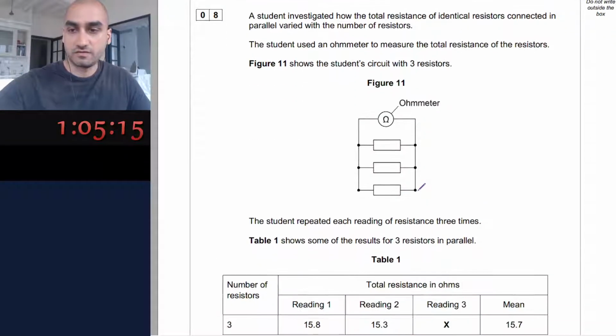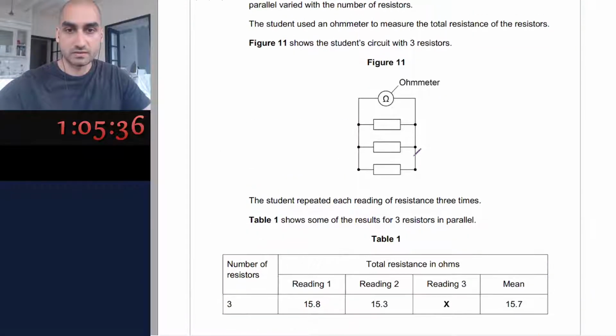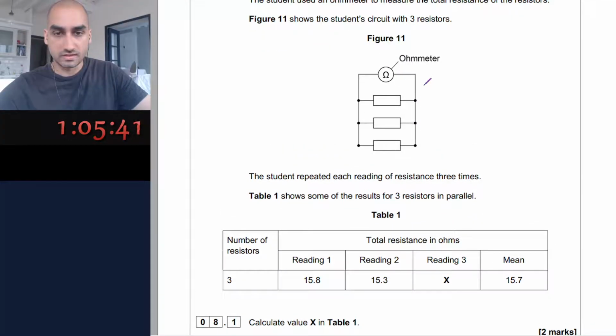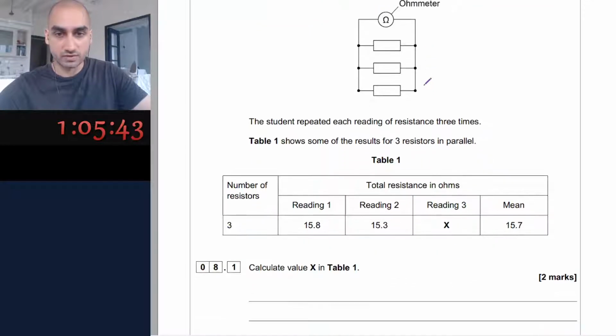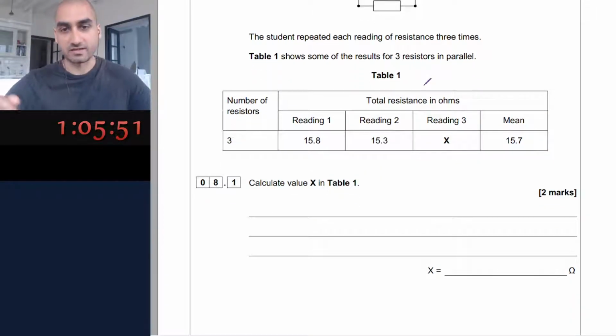All right, enough. A student investigated how the total resistance of identical resistors connected in parallel varied with the number of resistors. The student used an ohmmeter to measure the total resistance. So this is the harmonic sum, isn't it? The student repeated each reading of resistance 3 times. Table 1 shows some of the results for 3 resistors in parallel. Calculate value x.